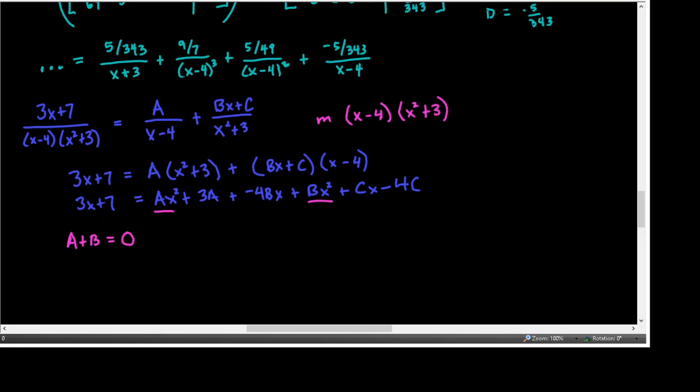Now the x terms is this one and that one. So negative 4b plus c will equal the number of x's on the other side, which is 3. And then finally, the constants 3a minus 4c should equal the constant on the other side, which is 7.